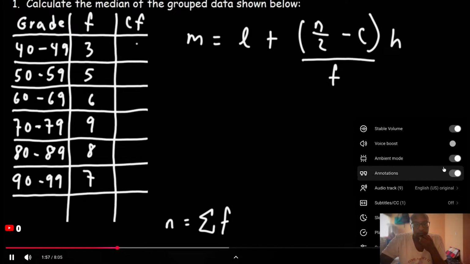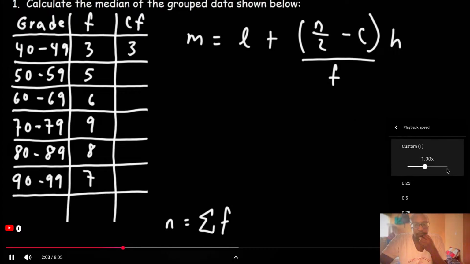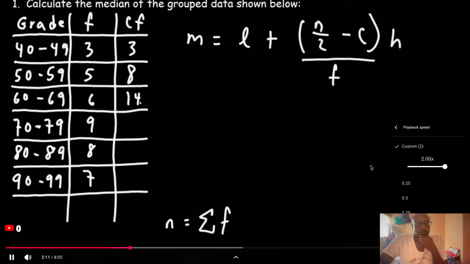So let's fill out the third column, the cumulative frequency column. So here we have 3. If we add 3 and 5, we get a total of 8. 6 and 8, if we add them, that's 14. 14 plus 9 is 23. 23 plus 8 is 31. 31 plus 7 is 38. So we can put 38 here. So that's the value of n.